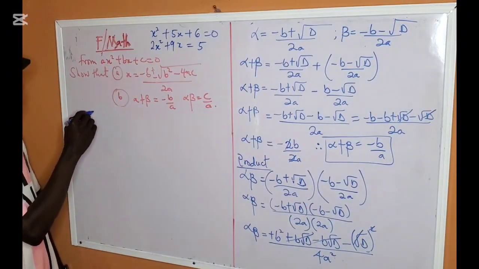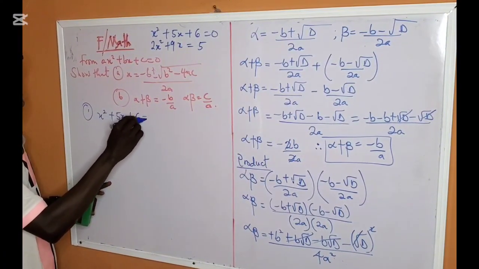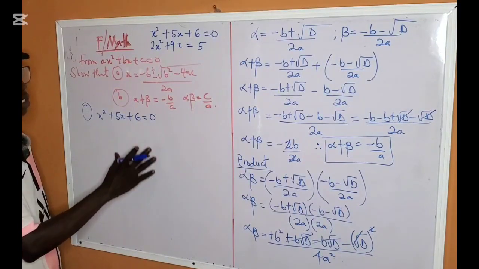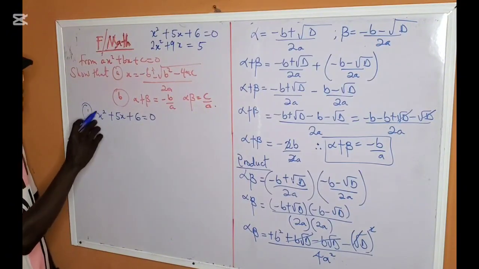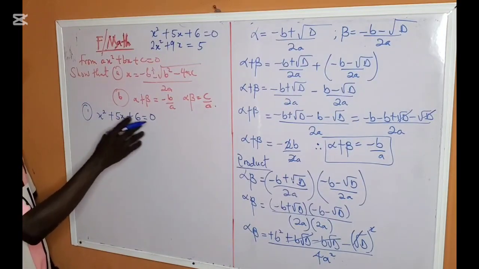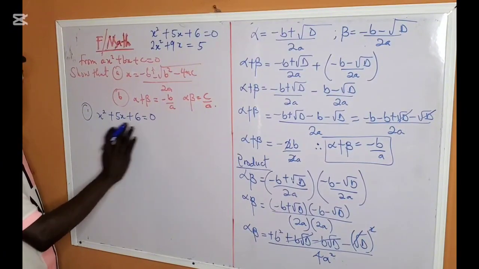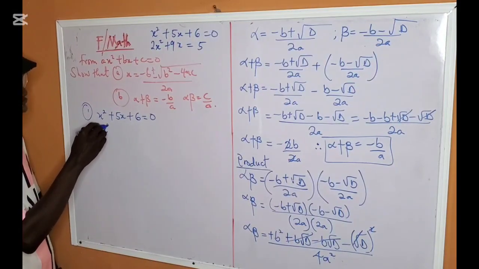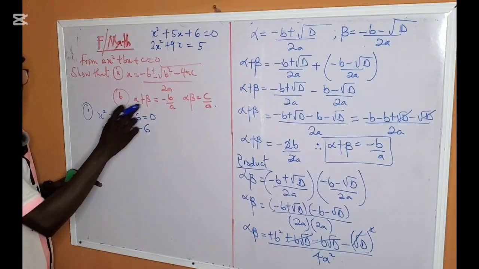So for the first one, we have x squared plus 5x plus 6 equals 0. I will solve this using completing the square. Good. So this is x squared plus 5x plus 6 equals 0. And that will give us, using completing the square, we first divide through by the coefficient of x squared, which is 1. If I divide through by 1, I will still have the same equation. So the next thing is to take the constant term to the other side. x squared plus 5x equals minus 6. Plus 6 becomes minus 6.